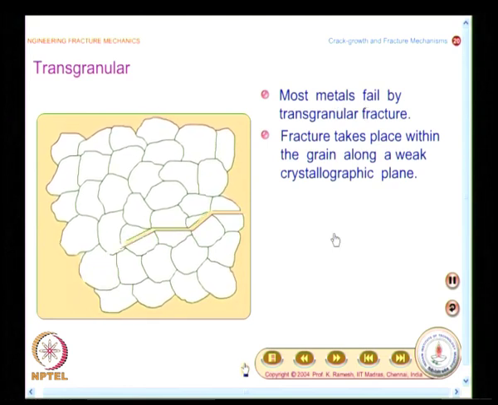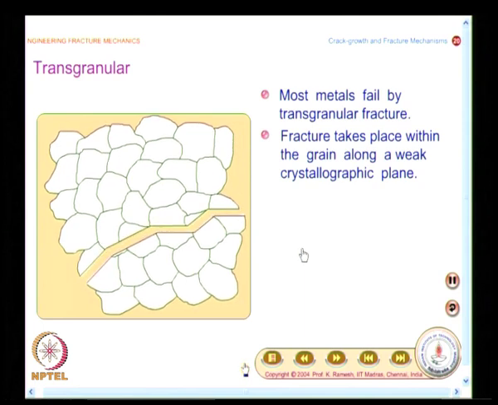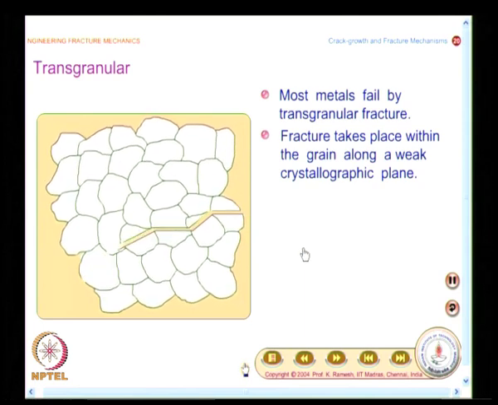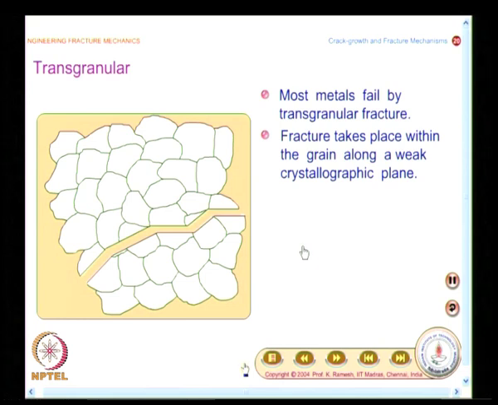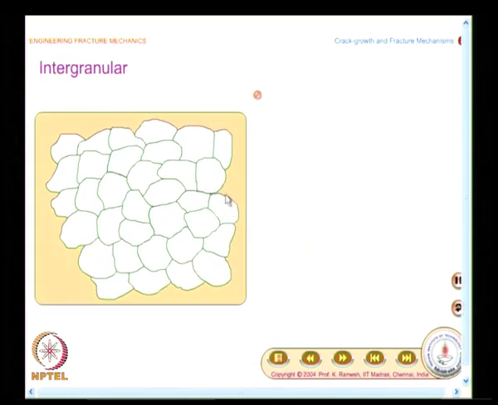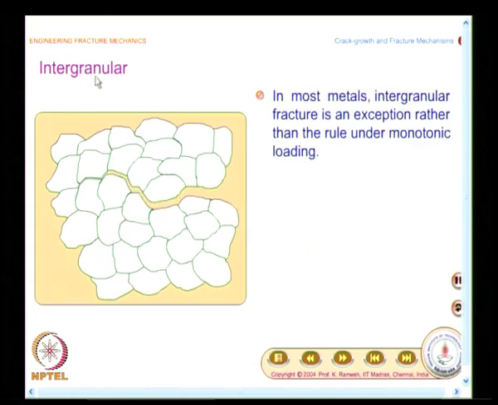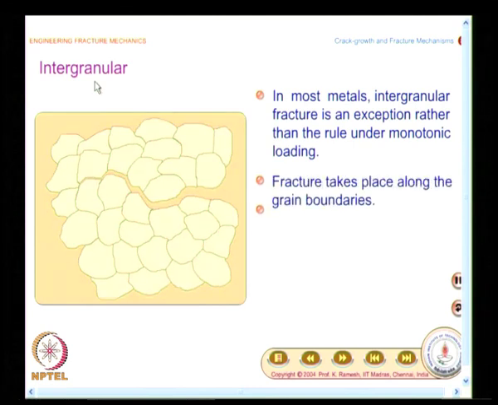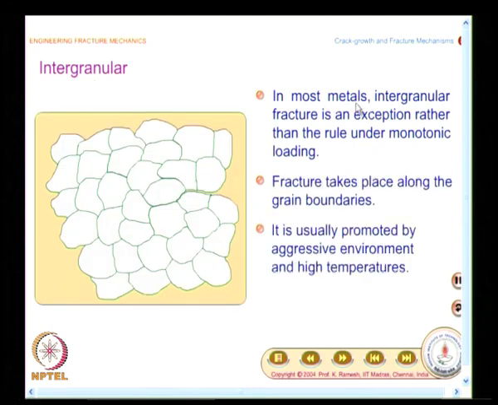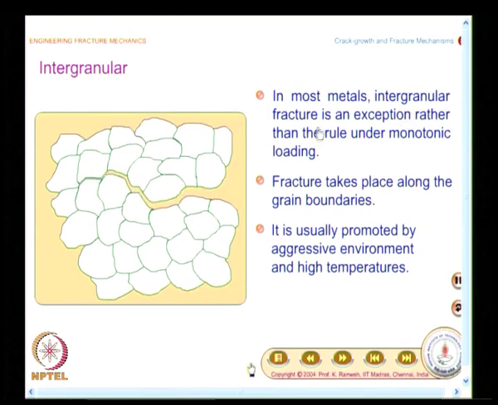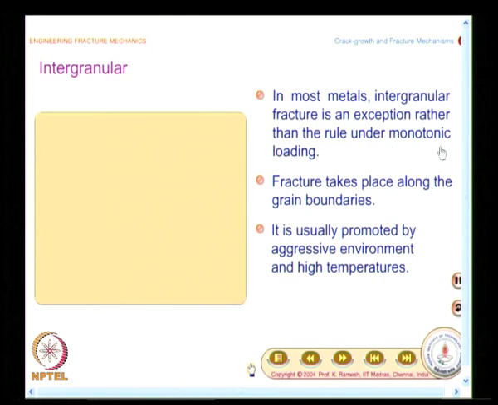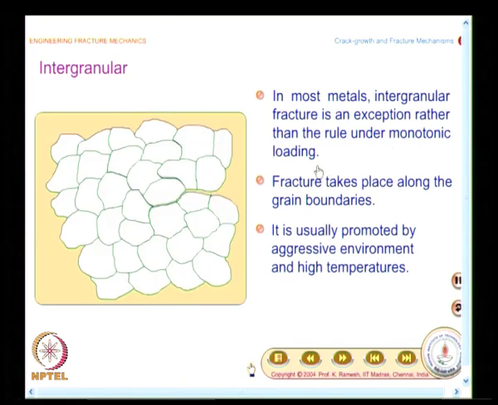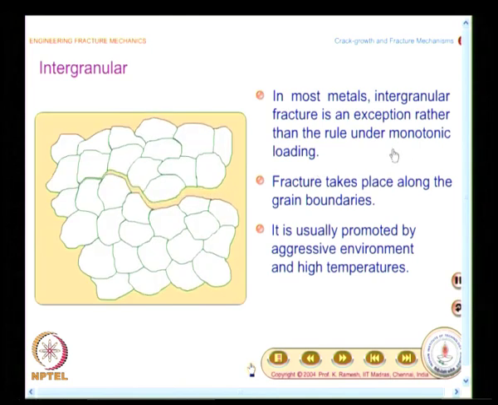And you have another process. We have already seen that in the case of stress corrosion cracking, where you had the crack growth along the grains. So, that is called intergranular fracture. In the case of metals, intergranular fracture is only an exception rather than the rule under monotonic loading. So, you will have to understand under monotonic loading it is only an exception.